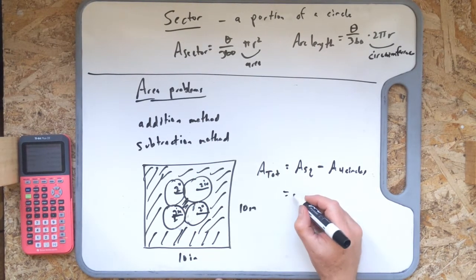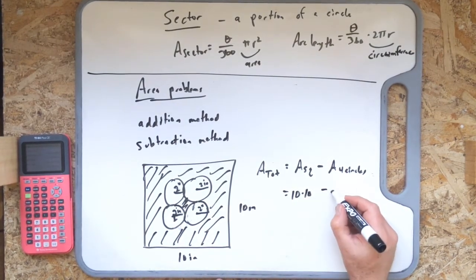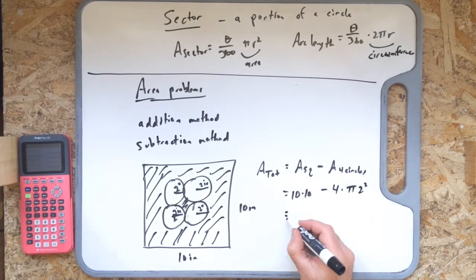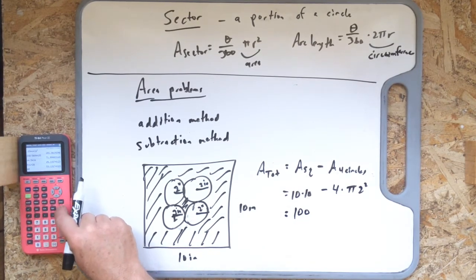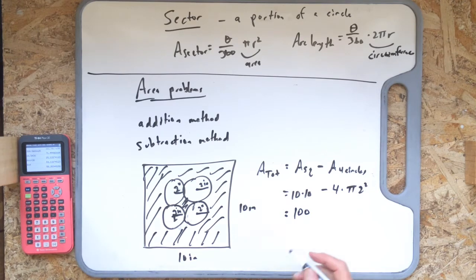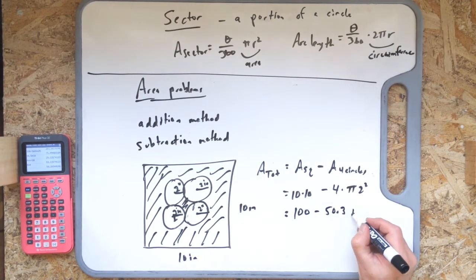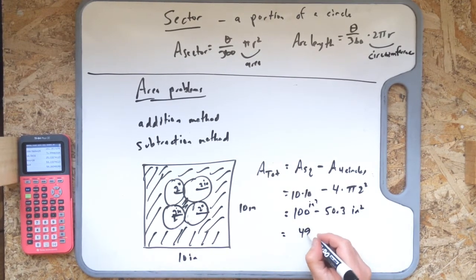So in this case, the area of the square is 10 times 10 inches squared, and the area of the 4 circles is 4 times one of the areas of each of the circles, which is just pi 2 squared. So that's 100, and 4 pi 2 squared is 50.3 square inches. And then I just subtract them, and that gives me 49.7 square inches total. Okay, so those are the two main methods. I'm going to give you a problem to work on now.